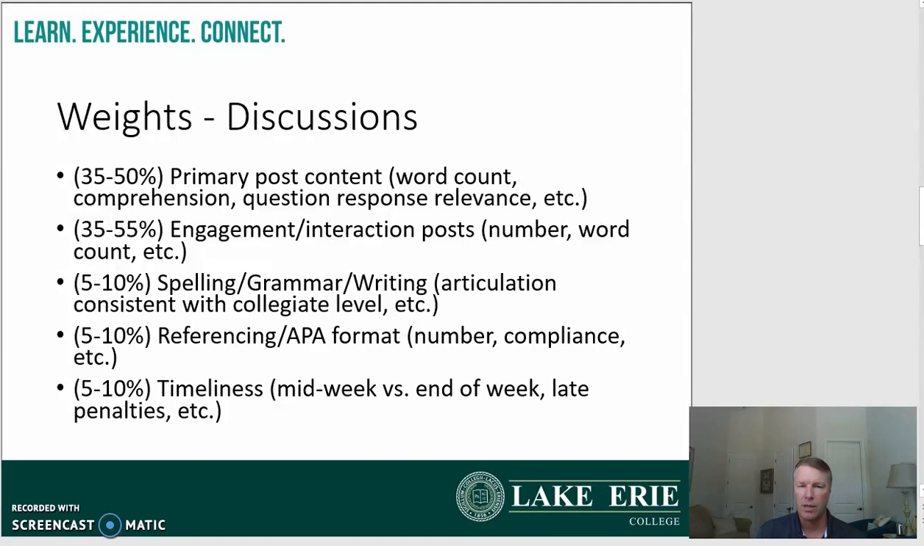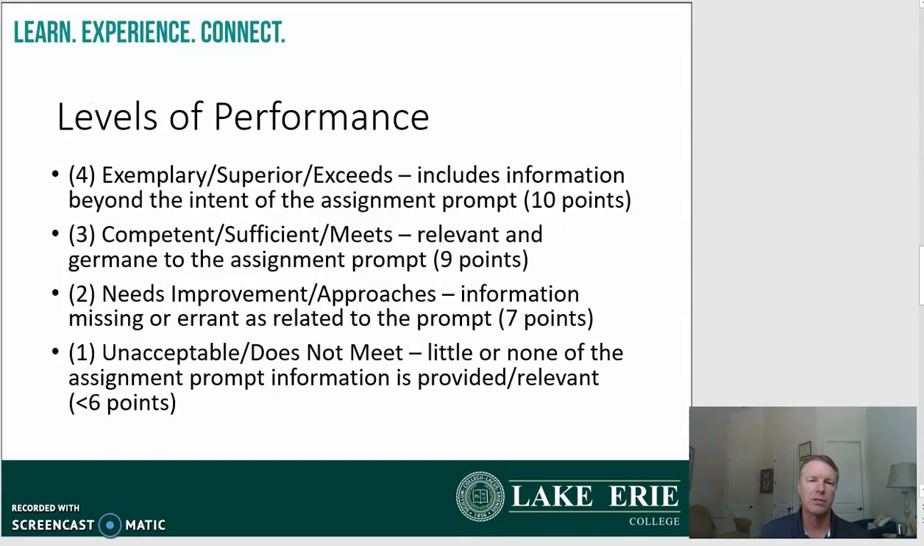You'll see as we go through the final 3 aspects here: spelling, grammar, writing, also known as articulation, referencing APA format, and timeliness, range typically from 5 to 10%. Again, if you collapse any of these, go ahead and adjust those percentages accordingly. And as I shouldn't need to mention, but we want those weights to add up to 100%. So let's go on to levels of performance.